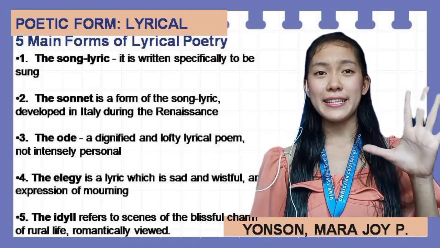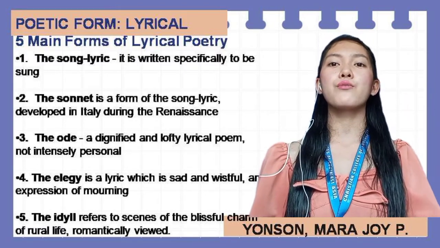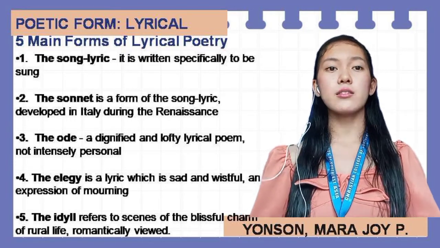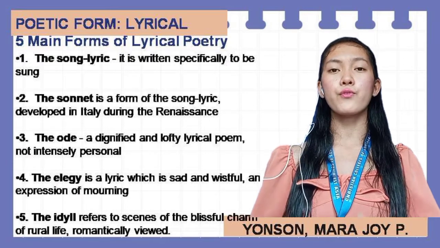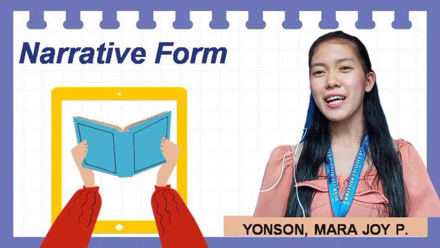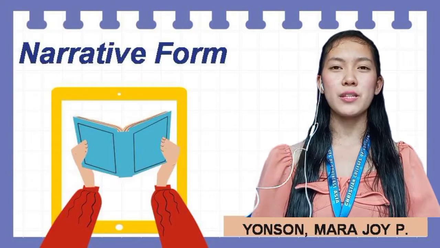And lastly is the idyll. It is originally a Greek word for a little picture, and usually refers to scenes of the blissful charm of rural life, romantically viewed, etc. Let's talk about the second type of poetic form.